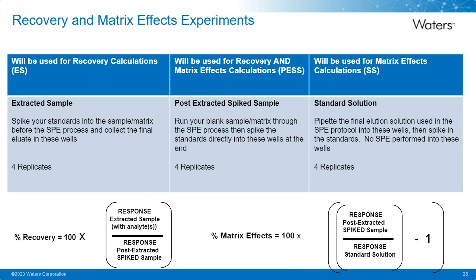When we do the matrix effects experiments, as we see on the right, we use our post-extracted spike sample and compare that to a standard solution. So we have the same amount of analyte. The only difference is the presence of the matrix components. And from that, we can use those values to calculate the matrix effects. Again, these are different experiments, but they can be done together.